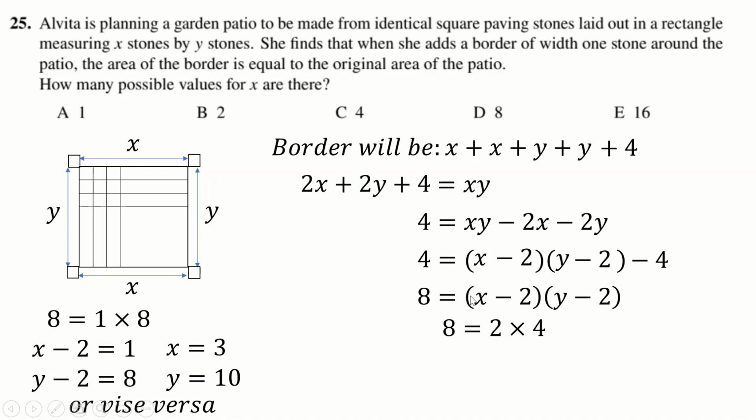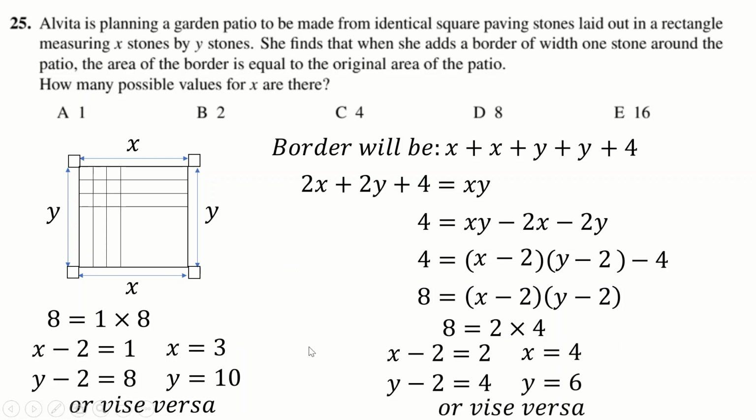But then, of course, here, you have either this bracket is 2 and this one is 4, which gives you these two solutions, and again, or vice versa. So you have actually four solutions. X is 3 or x is 10 if you set it up the other way. X is 4 or x is 6 if you set it up the other way. So there'll be four solutions. And that's the entire math challenge.